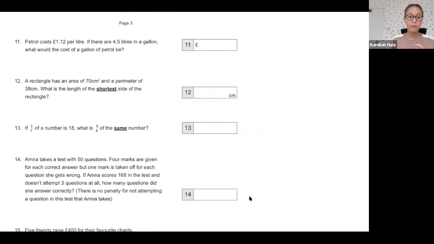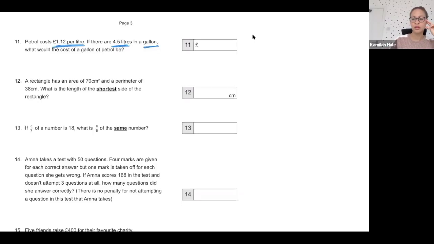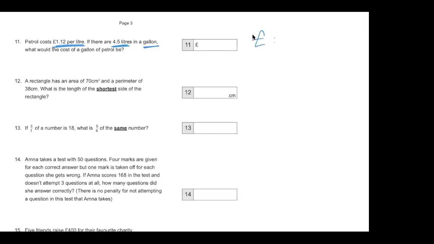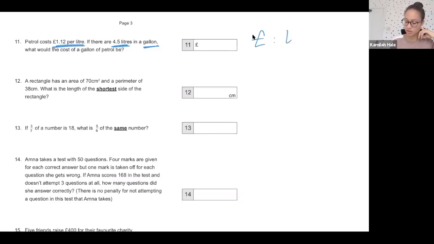Okay, petrol costs £1.12 per litre. If there are 4.5 litres in a gallon, what would the cost of a gallon of petrol be? So 4.5 litres in a gallon, and it costs 1.12 per litre. Okay, so if I write pounds to litres, hang on, I shouldn't write it over there because it will be covered by my camera for some of you. So pounds to litres, 1.12 to 1 litre.